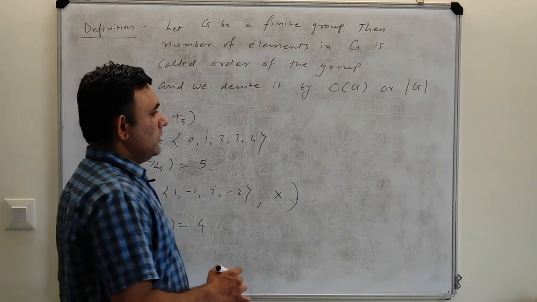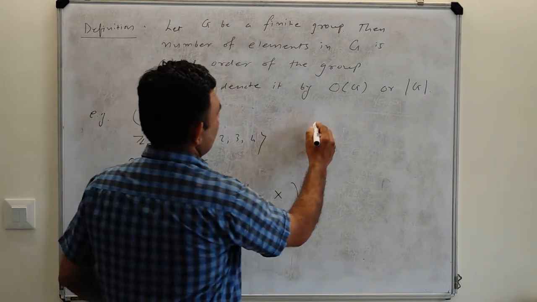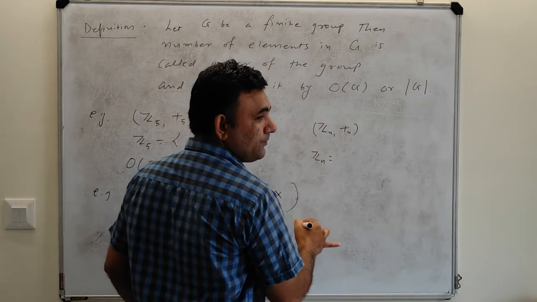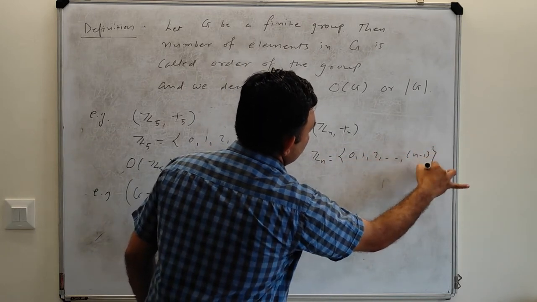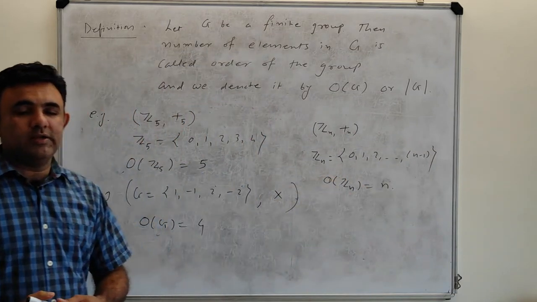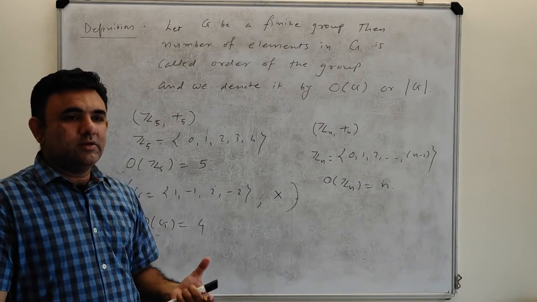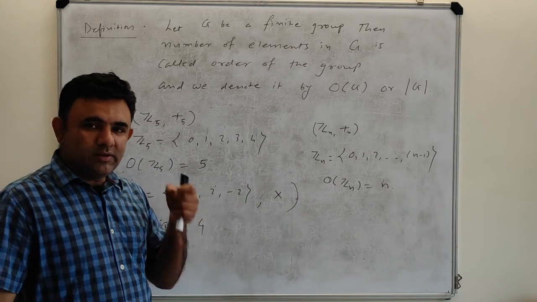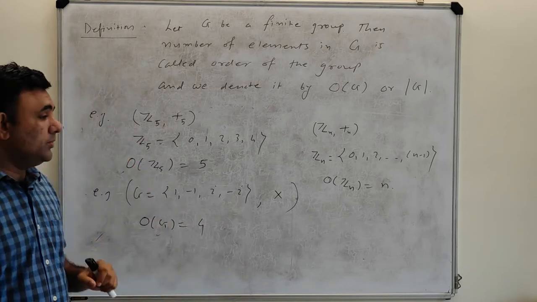So suppose you have a group which contains n elements, then its order is n. For example, you may consider Zn with addition modulo n. In Zn we have 0, 1, 2, up to n minus 1. So the order of Zn is n. So finite group means what? You consider the group, then you look at the number of elements. If it is finite, then the group is called a finite group, and the number of elements in the group is called the order of the group.